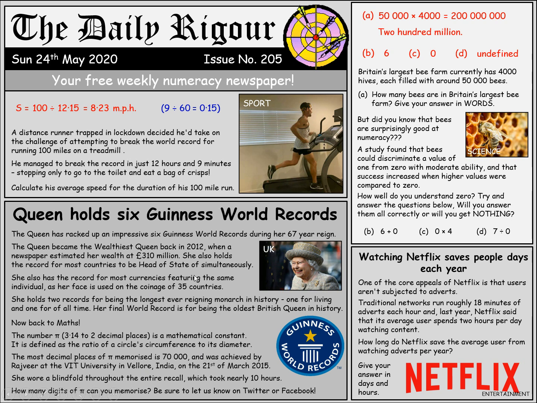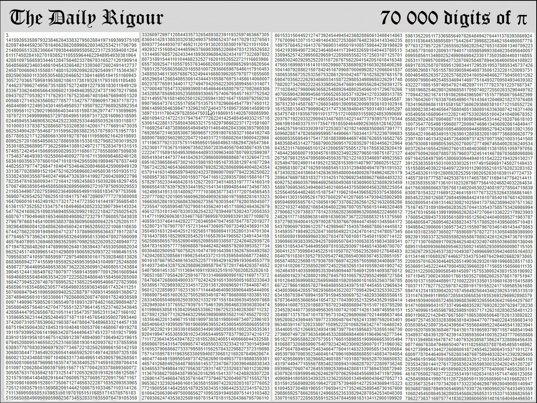So how many digits of pi did you manage to memorise? Well, if you managed the first few, maybe you got to this here. So we've got 3.1415265. Do you know what? I'm not even going to read the rest of it. But this isn't the 70,000 digits of pi. This is just one page of it.